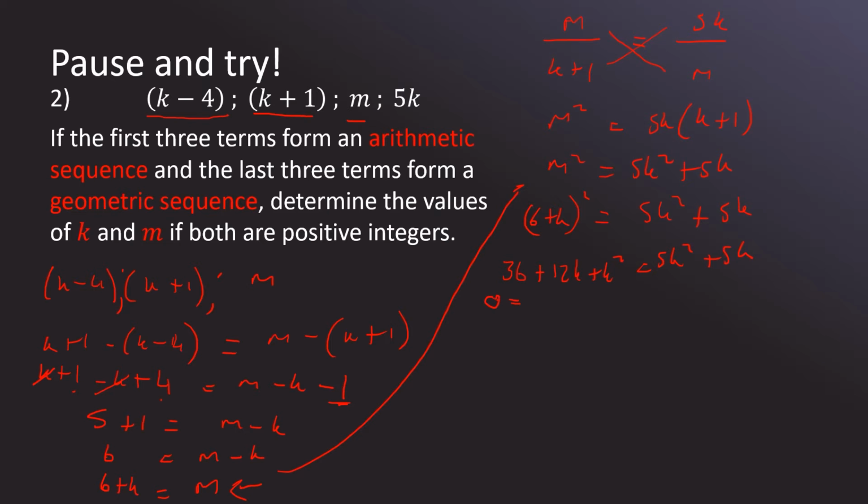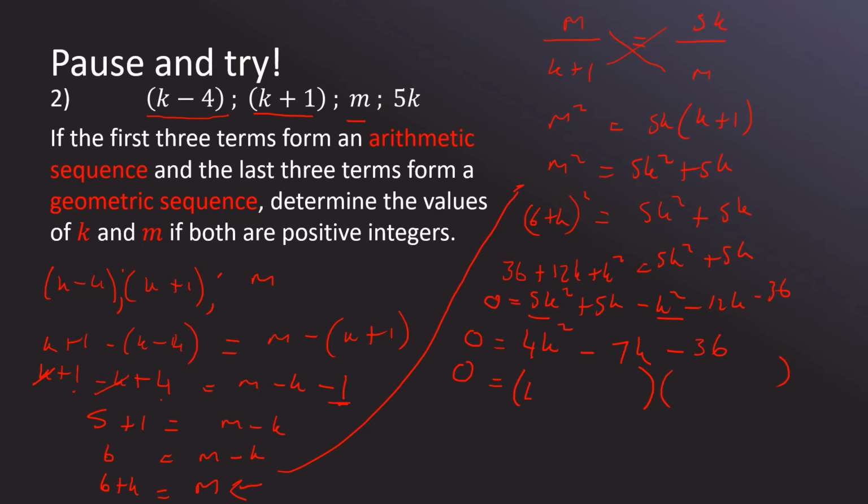So 0 is equal to 5k squared plus 5k minus k squared minus 12k minus 36. So 0 is equal to 4k squared, this and that. Then we have minus, 5 minus 12, that'll give us minus 7k. Then we have minus 36. Then we try to factorize that. So 0 is equal to, let's check.